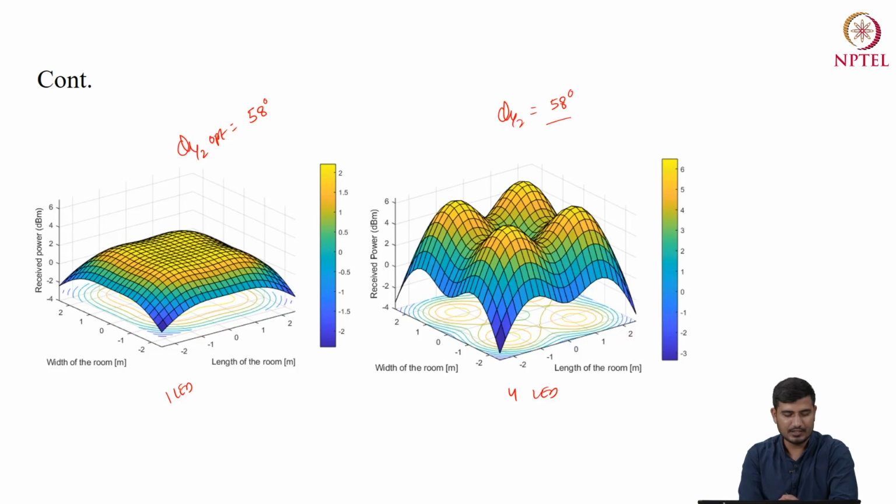So you can see the received power is more uniform in nature with respect to the other power profiles that we have calculated, and again the field of view we have kept constant as 60 degree. So you can see these variations yourself also by changing these values.